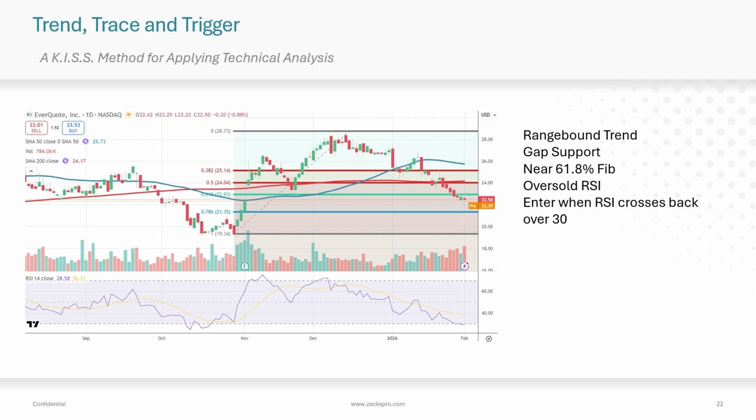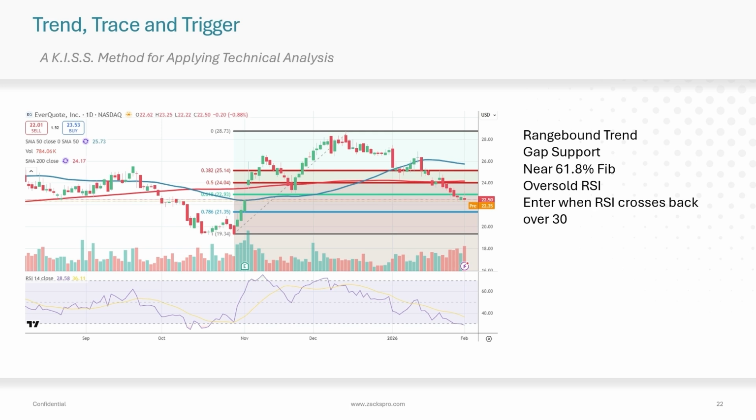Now I have another way to apply this, and this is with a range-bound trend. So the 200-day moving average, that slope is 0. That tells you we are in a long-term range-bound trade here. You have gap support on the trace. So that gap up on the November earnings, at the very bottom of that gap, is right around where the price is. Plus, you're right near the 61.8 of the move from the pre-earnings lows to the highs.